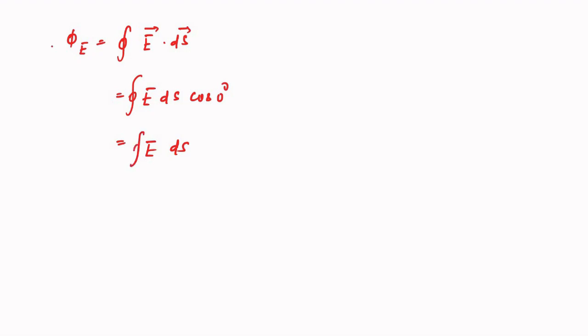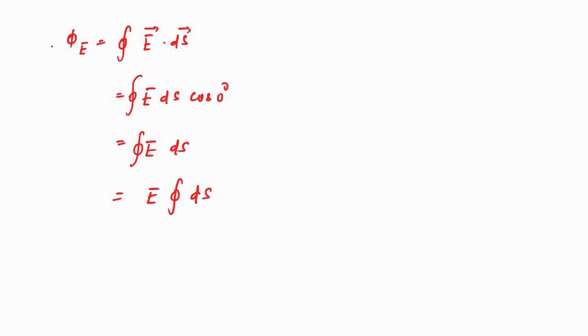That is phi E is equal to closed surface integration of E vector dot ds vector equal to E ds cos 0 degree, which is equal to E ds. As the Gaussian surface is a fixed radius, the separation gap is fixed, so E will be constant, so it will become E integral ds.